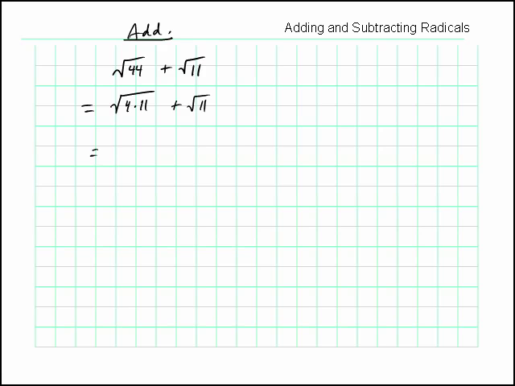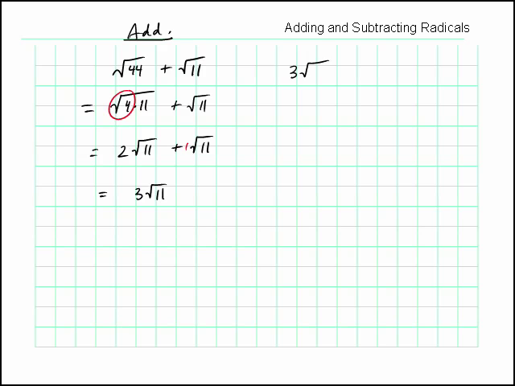The square root of 4 is 2. So square root 44 is 2 square root 11 plus square root 11. I've both written them as like terms. They're both square root 11s, and so now I can add them together. I've got 2 square root 11s plus 1 square root 11. That will give me 3 square root 11, and I've added them. Okay, so once again, you can only add or subtract radicals if what is under the radical itself is identical.